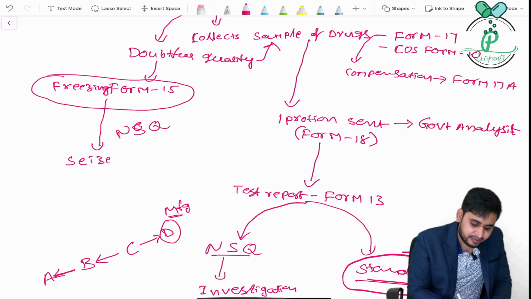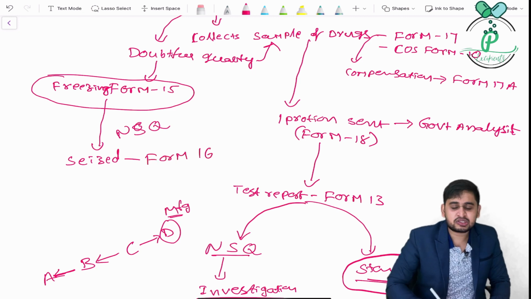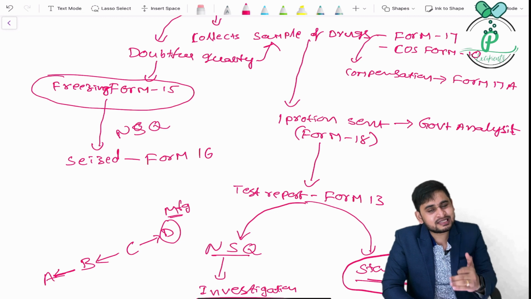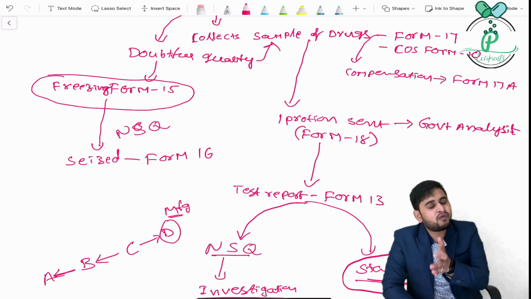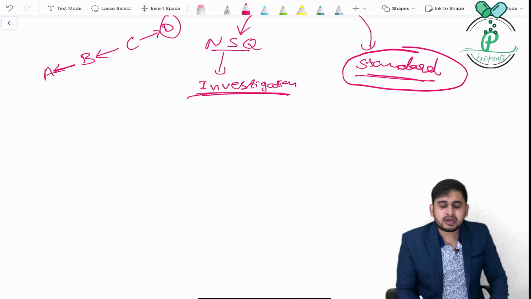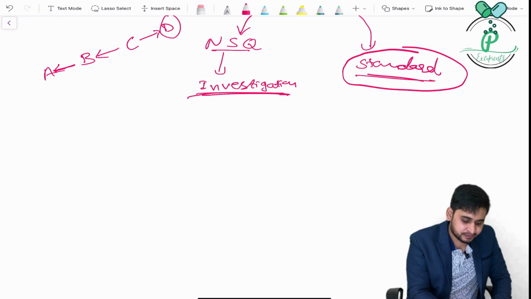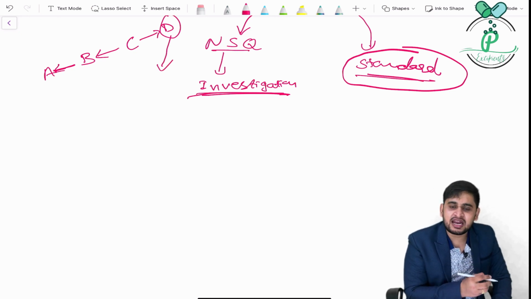The freeze drug will be seized. The seizure memo, the seizure form, is Form 16. So the freeze drugs would be seized in Form 16. Clear? After connecting the supply chain up to the manufacturer, suppose the manufacturer challenges.